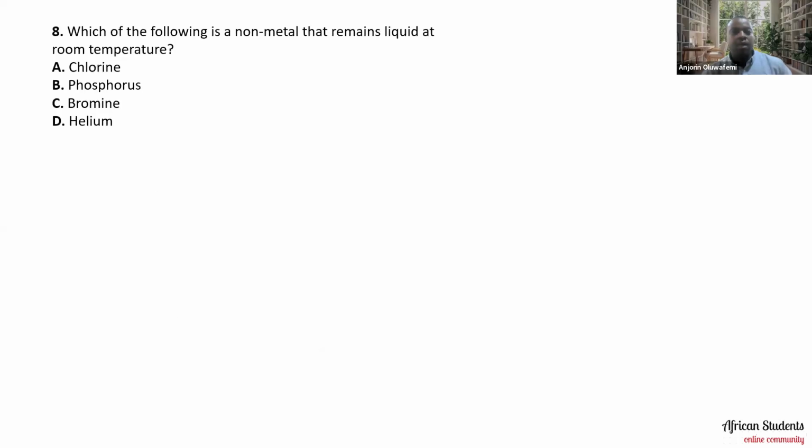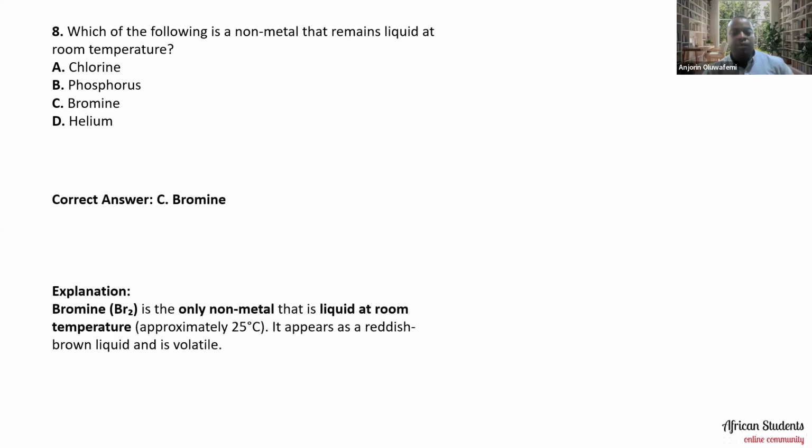Okay. Which of the following is a non-metal that remains liquid at room temperature? Is it chlorine? Is it phosphorus? Is it bromine or helium? Okay, the answer here is bromine. The reason is because bromine is the only non-metal that is liquid at room temperature, approximately 25 degrees Celsius. It appears as a reddish-brown liquid and is volatile. Okay.